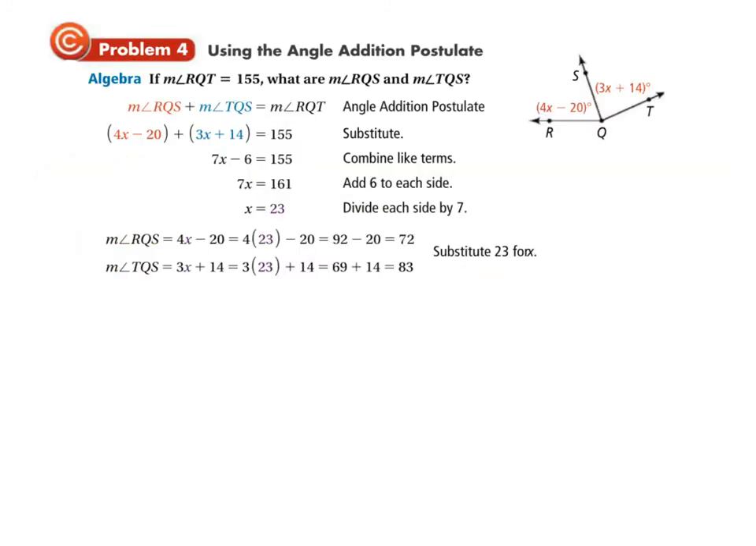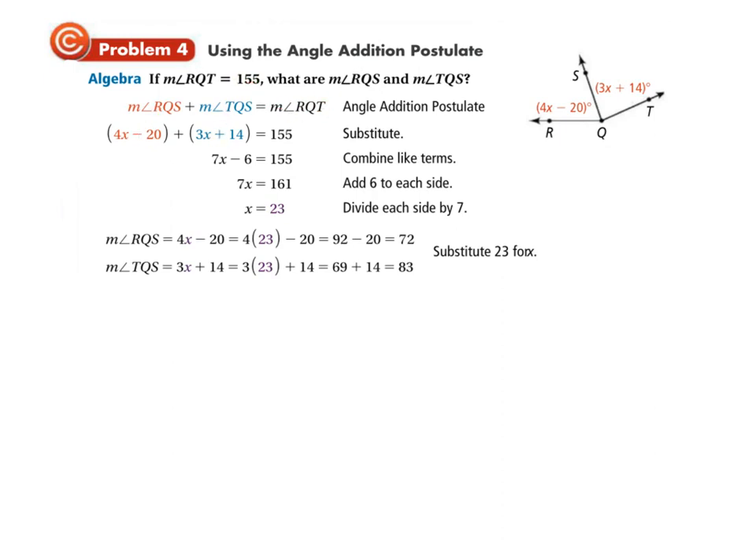All right, so we can use that angle addition postulate and solve problems. We have expressions for the measure of these angles. And so we know that the measure of angle RQT, the larger angle, I should say, is 155. So what are the measures of these two smaller angles, RQS and TQS? We know from the angle addition postulate that the measure of RQS plus the measure of angle TQS is going to be equal to what angle RQT measures, which is 155.